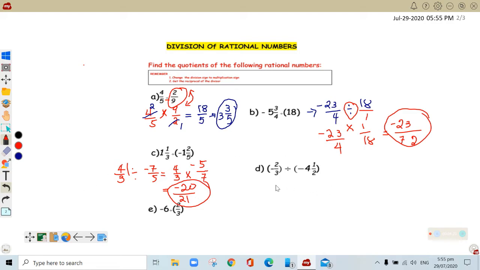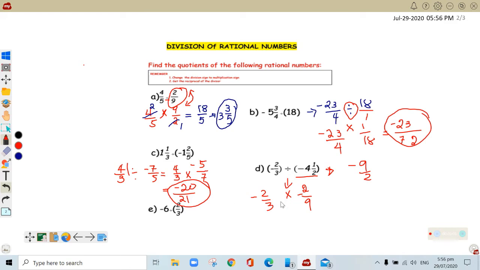Okay, here, what about this one? Same thing. This is mixed. Change it to improper. Okay, so firstly, we need to change this to multiplication sign, and then this, change it to improper first. So 4 times 2 plus 1, that will be negative 9/2. So the improper fraction of that is negative 9/2. So if we get the reciprocal of this, it will be 2 over 9 negative, and then just copy this negative 2/3.